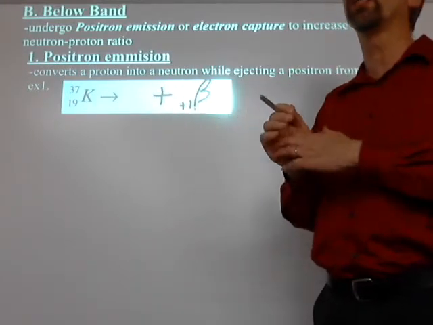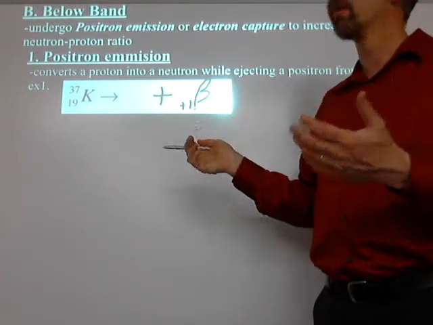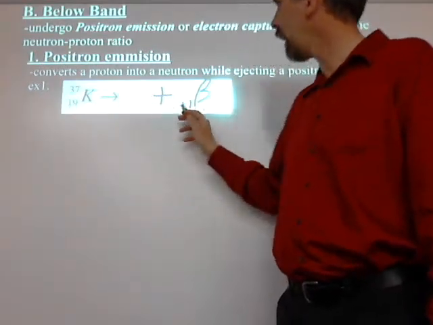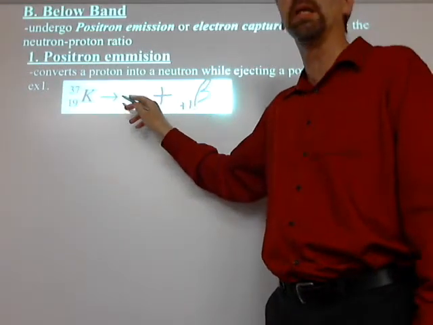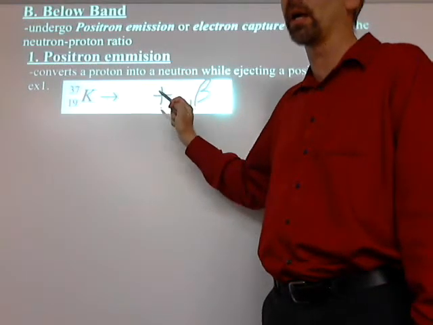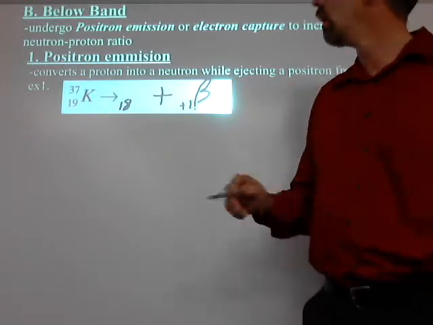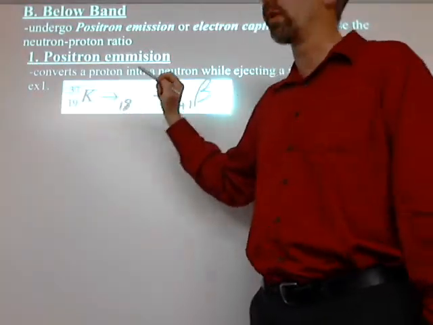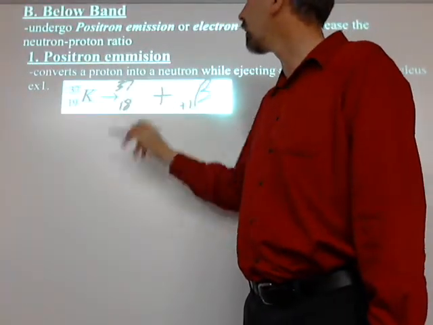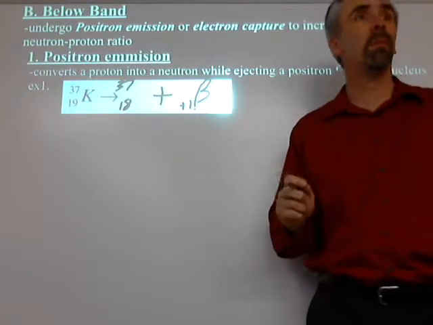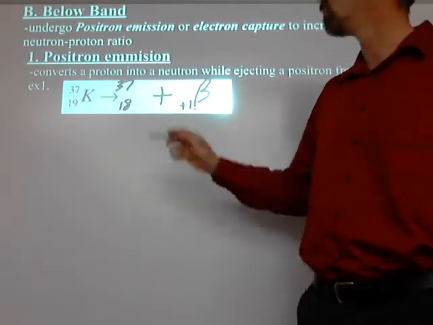If that is a positron, can I balance this out? Now it's just a matter of looking at the math here. I've got 19 on that side. I've got a 1 on this side. What must be the atomic number of this mystery element? 18, because 18 and 1 is 19. What must be the mass number of this mystery element? 37.